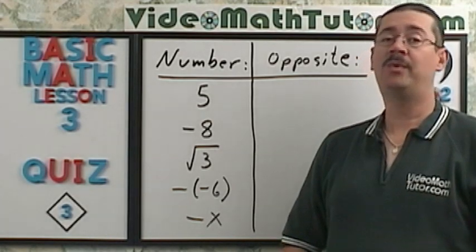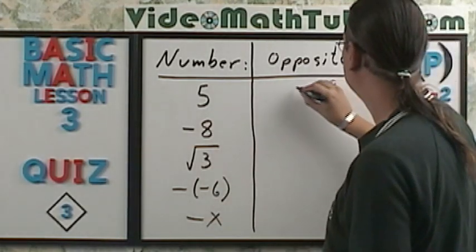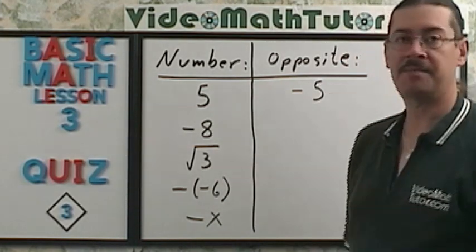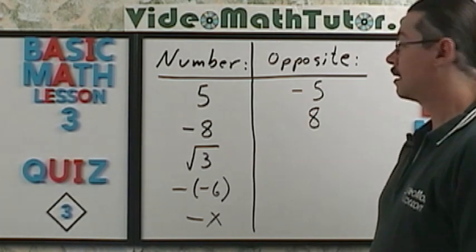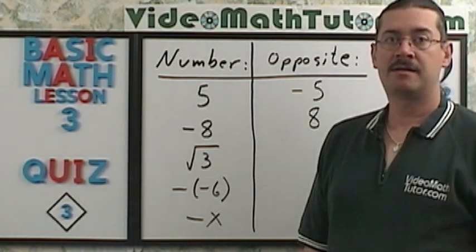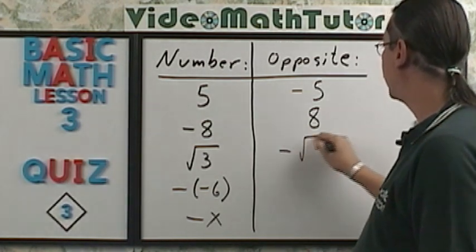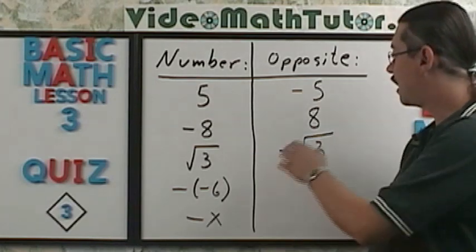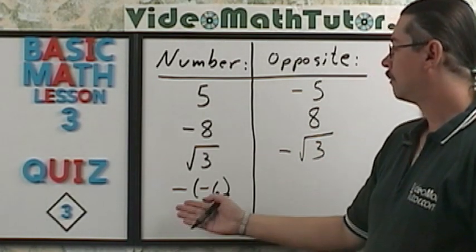For question number 3, we want to find the opposites. Opposite of 5 is going to be negative 5. Opposite of negative 8 is going to be 8. Opposite of square root of 3, what's that going to be? Well, be careful. Make sure the negative is on the outside of the radical. A lot of people make the mistake of putting negative inside with 3 on the outside.